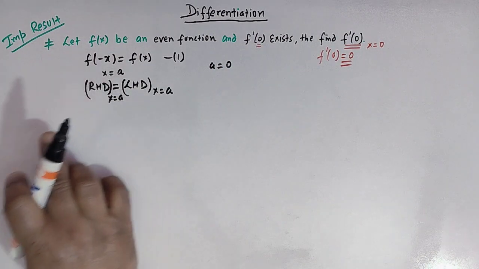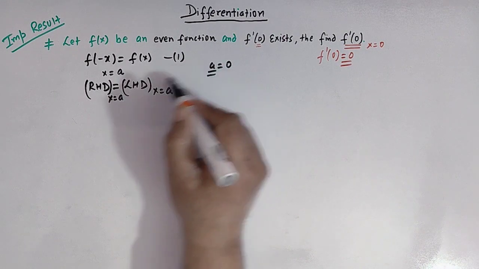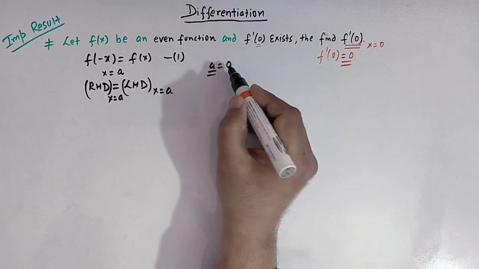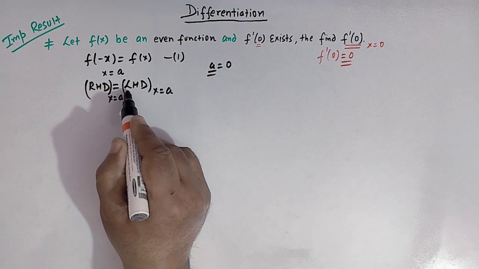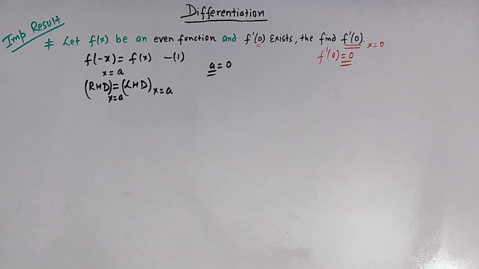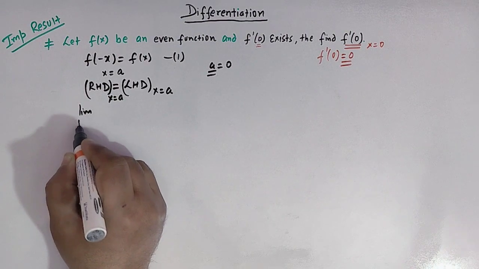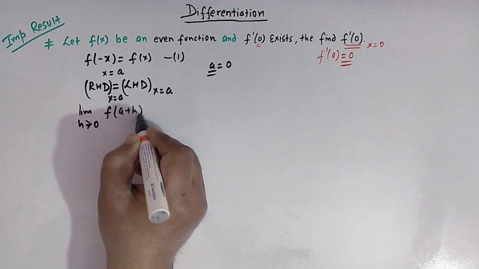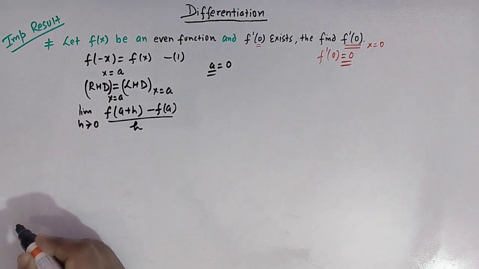So it implies that the right hand derivative at this point, that is x is equal to a in a general way, and for a particular case we have a is equal to 0, so the right hand derivative must be equal to the left hand derivative. Now the definition of right hand derivative is the limit h tends to 0, f of a plus h minus f of a divided by h, right?